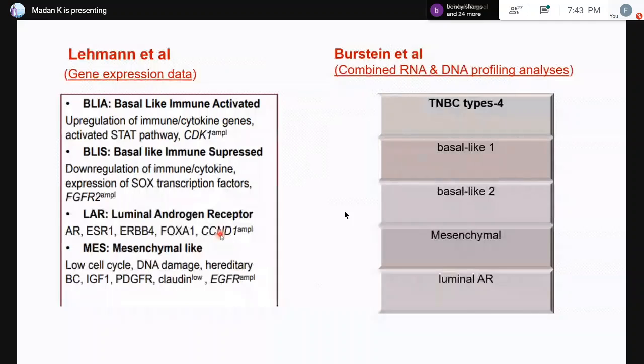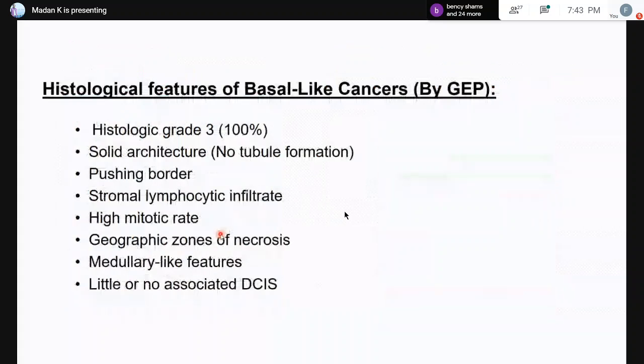These triple negative breast cancers or basal-like cancers have certain histological findings: they are of high histological grade, with solid architecture, pushing borders, stromal lymphocytic infiltrate, and high mitotic rate. They have medullary-like features, and they have little or no associated DCIS.